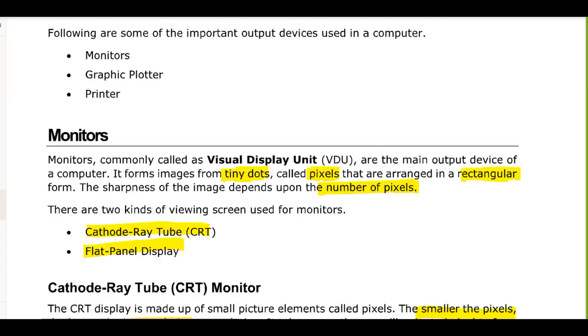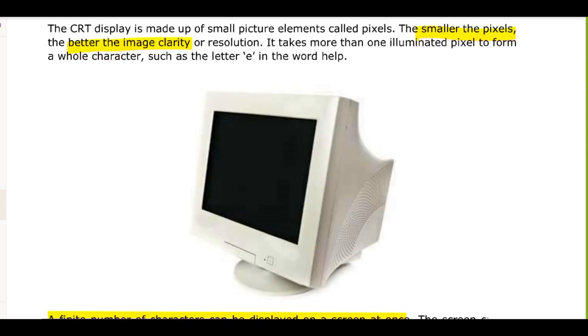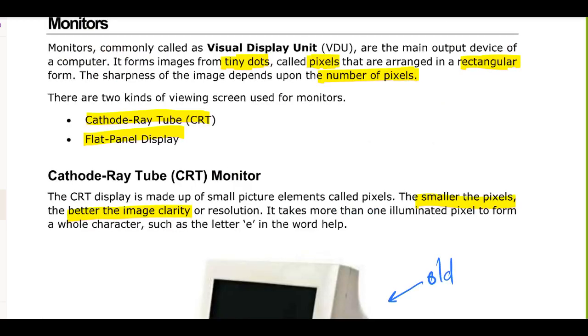It is the main output device of a computer. It forms images from tiny dots or pixels that are arranged in a rectangular form. I think it should be obvious that first of all we see what a monitor is. This is the old version of monitors. They might still be there in a few places. They are the old type. They used to be called CRT monitors, or cathode ray tube monitors.